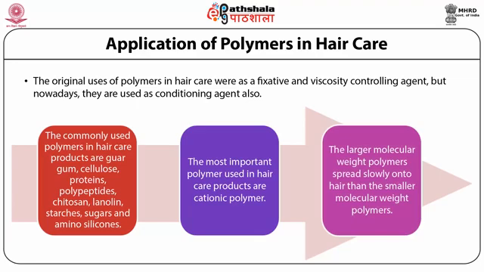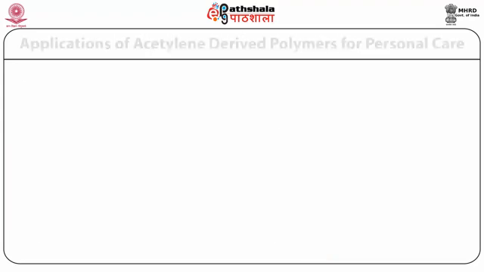The large molecular weight polymers spread slowly onto hair than the smaller molecular weight polymers. Along with molecular weight, charge also plays a very important role in the adsorption onto hair. The charged polymers absorb faster than the uncharged polymers. The maximum absorption of polymer occurs at pH 7, which is reduced at pH 4 and pH 10.